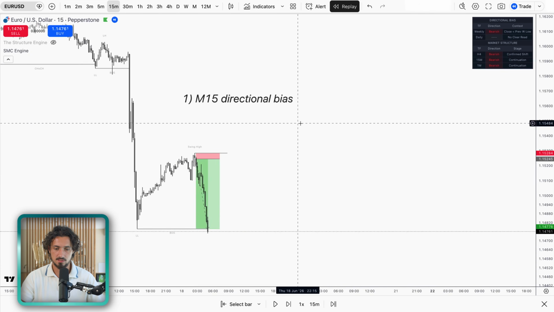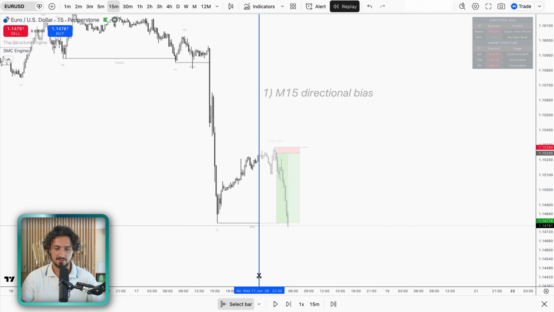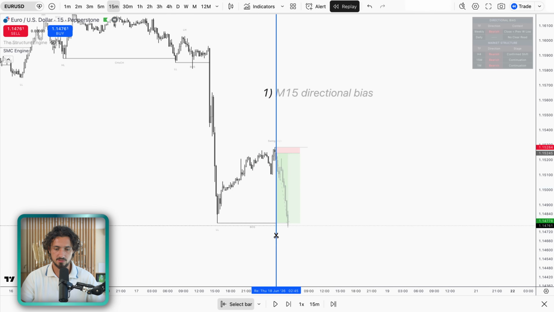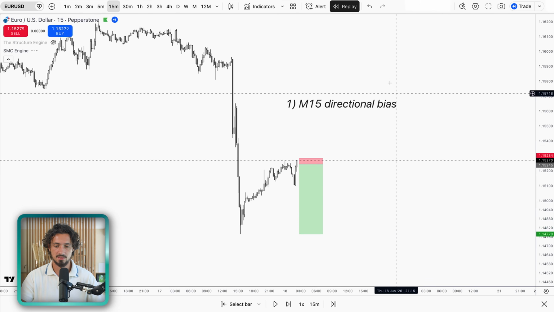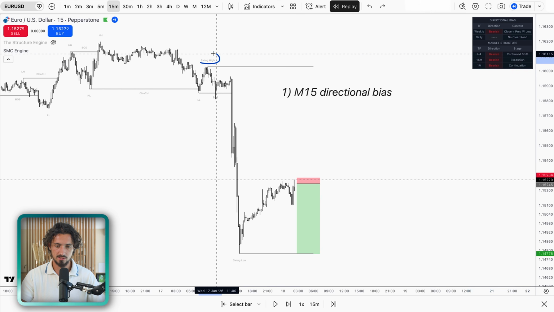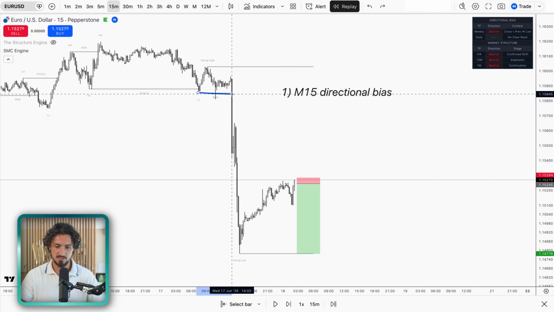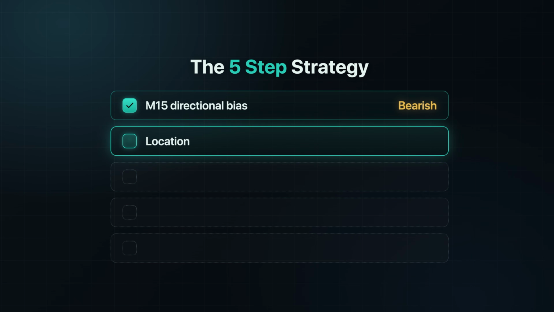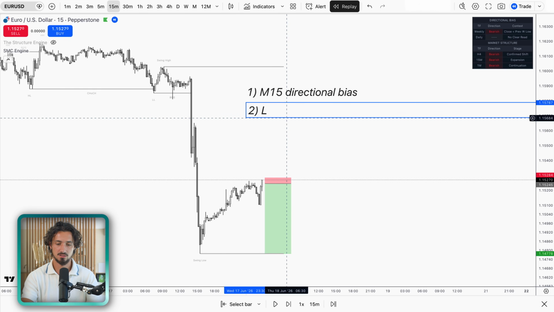So step one is directional bias, and you always want to be trading in direction of the trend. So I'm going to come back before this trade even gets played out, and this is how price looks. I can only trade in the direction of this, and we are M15 bearish. Swing high is here. Break of structure happens here, swing low is here. So we're bearish, so I can only look for sells. That's the first step. The second step is location. So we have direction, and then we need location.